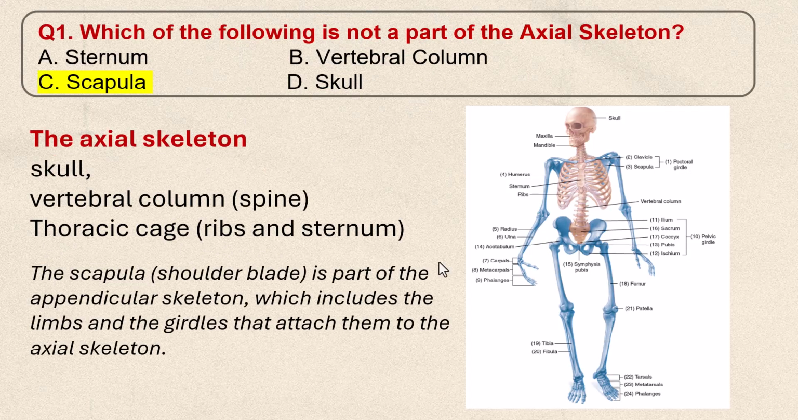Scapula. The axial skeleton forms the central axis of the body and includes the skull, vertebral column, that is spine, and the thoracic cage, that is ribs and the sternum. The scapula, that is shoulder blade, is a part of appendicular skeleton. You can see the scapula in blue colored one. Only this yellow colored one was the axial skeleton. So the scapula is part of the appendicular skeleton, which includes the limbs and the girdles that attach them to the axial skeleton.